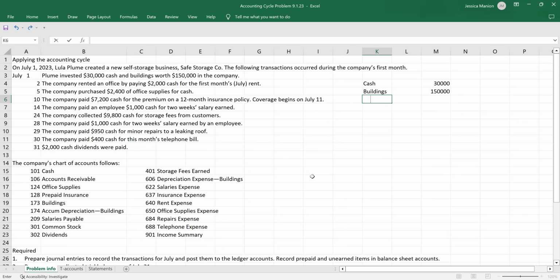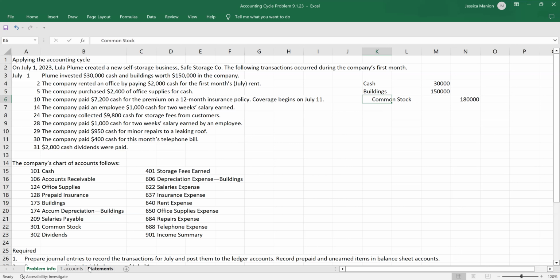And we're going to credit common stock for the total $180,000 investment. Again, if you think about it from principles of accounting, we would have credited owner capital, right? Part of equity. But in a corporation, common stock represents the owner's investment into the company.